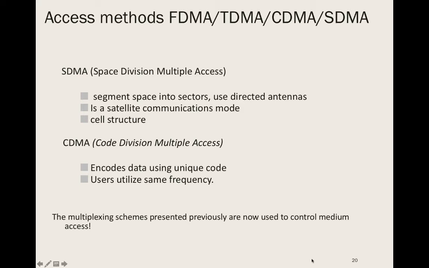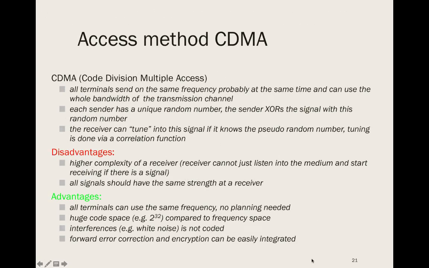Some more detail on CDMA, the access method. All terminals are sending at the same frequency, as we mentioned before, at the same time probably. So the whole bandwidth is going to be used. Senders are XORing a unique random number or code with the data before sending it, and the receiver decodes that data with the same random number or code it has.